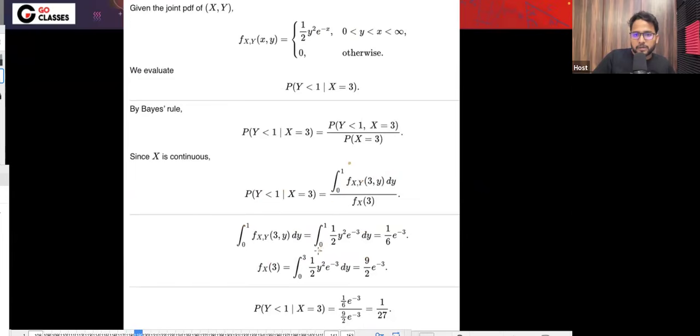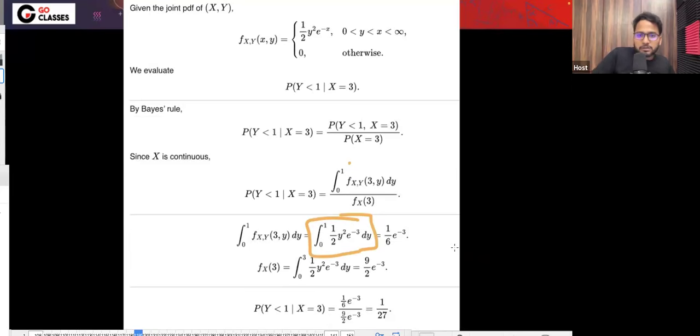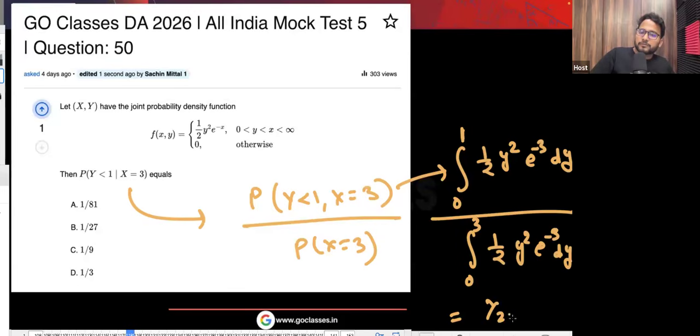So yeah, this is the 0 to 1 limit. And next, X is 3, so it will be basically the 0 to 3 limit. The same things, just the 0 to 1 limit and the 0 to 3 limit. If you solve this, then you will be getting 1 upon 27. So it is 1 upon 27.